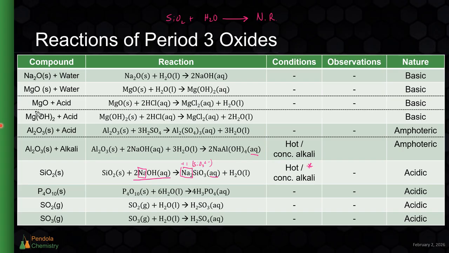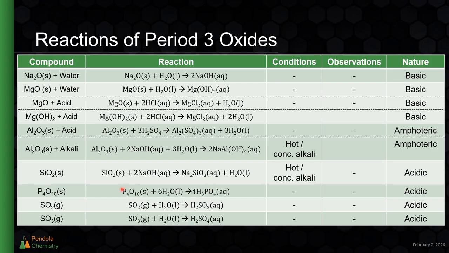But it creates this Na2SiO3. The SiO3 2- ion is really what's created, and it just happens to pair up with whatever this cation is. Phosphorus oxide, so the P4O10, the tetraphosphorus decoxide, is going to react with water, as do the sulfur ones, to create an acid. So we say these are acidic because they're creating acids.